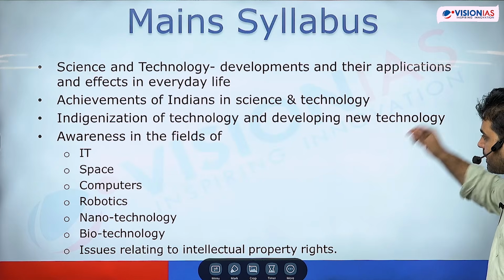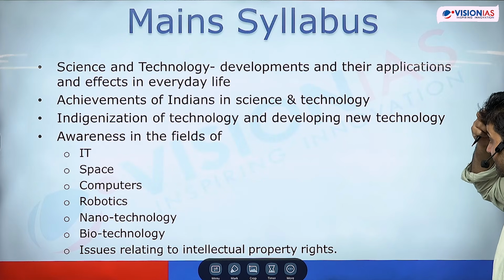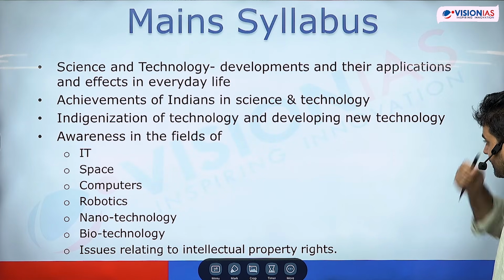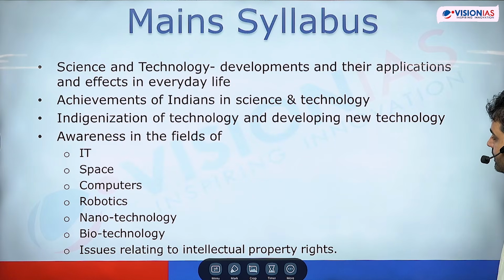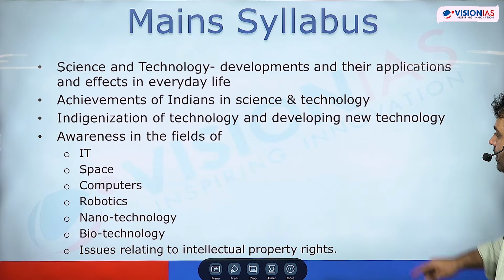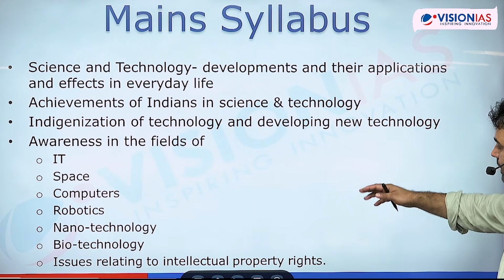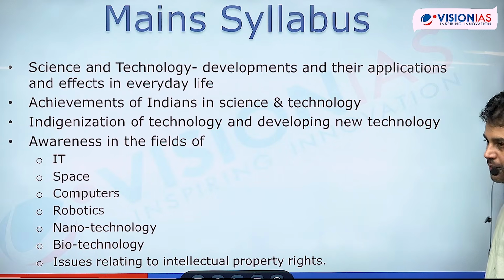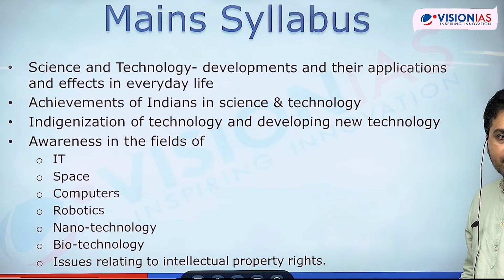Then certain keywords are given: information technology, space technology, computers, robotics, nanotechnology, biotechnology, intellectual property rights. So this is important. Some keywords are given. And I'm going to familiarize myself with all of these keywords which are given here. Okay. And for example, I would want to know more about what is nanotechnology. What do I mean by the term nanotechnology?